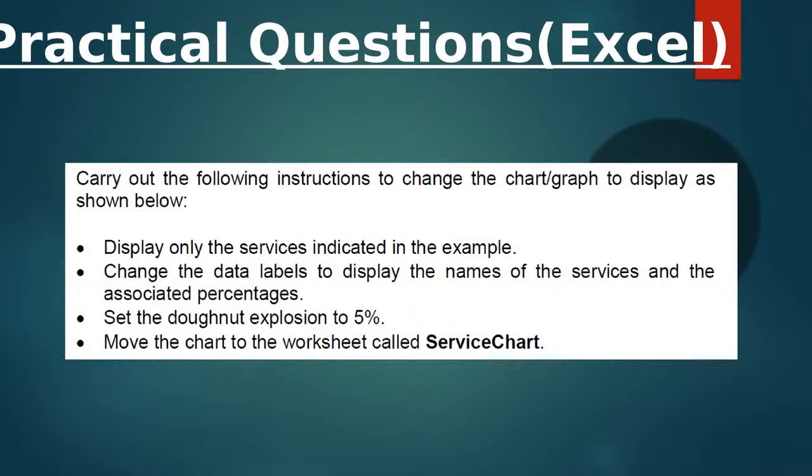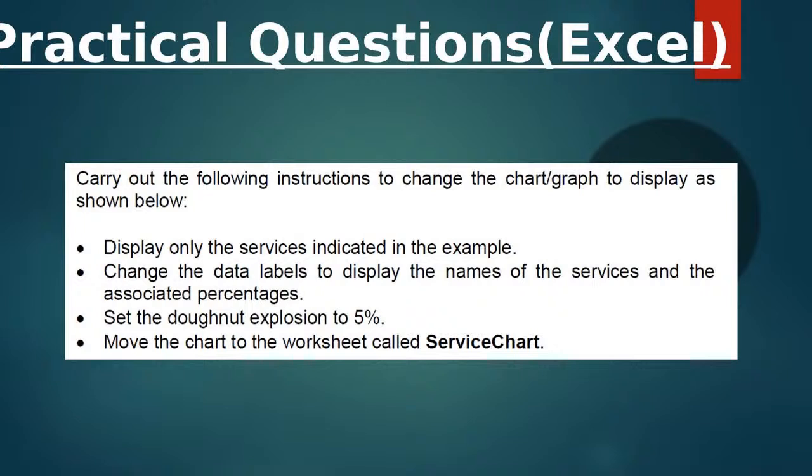Change the data labels to display the names of the services and the associated percentages. So you go to your data labels, and the first thing you're going to do is just change the display names. Once you're done with that, then you change it to percentages. Guys, don't try and do too many things at the same time.